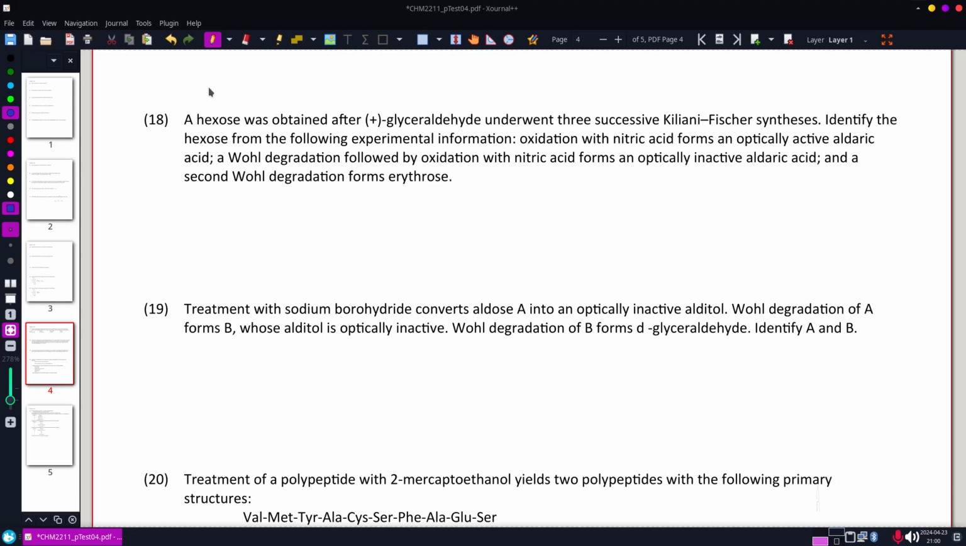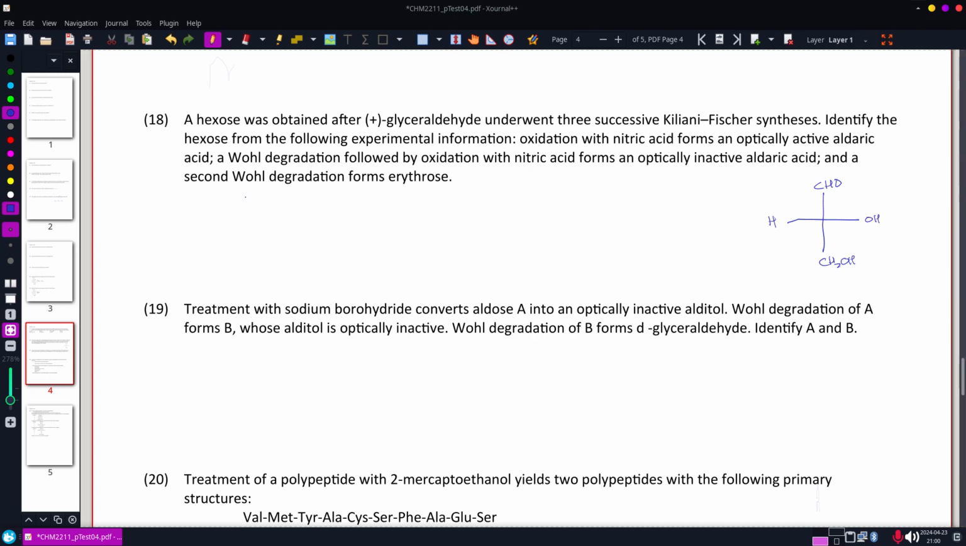A hexose was attained after positive glyceraldehyde underwent 3 successive Kiliani-Fischer syntheses. Identify the hexose from the following experimental information. Alright, so my final product over here, the glyceraldehyde, that positive just tells me I have D-glyceraldehyde, right? So I have my aldehyde here, I have the CH2OH, and this is an OH, that's an H.